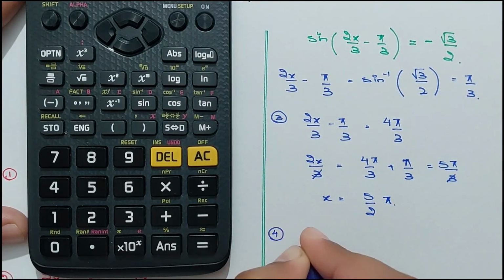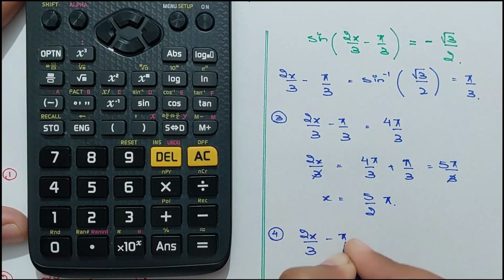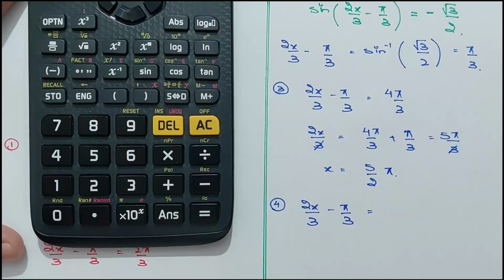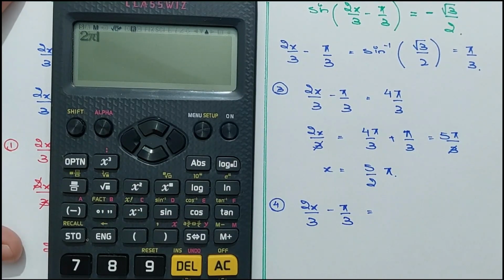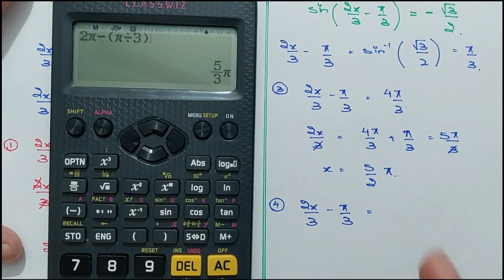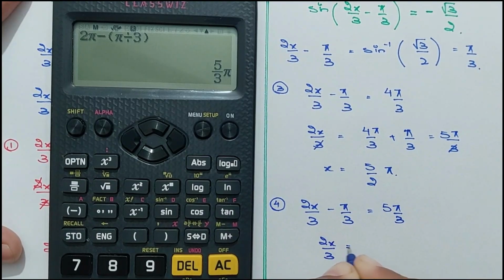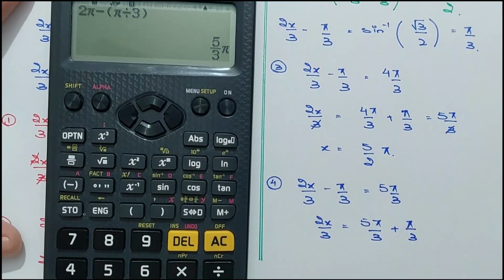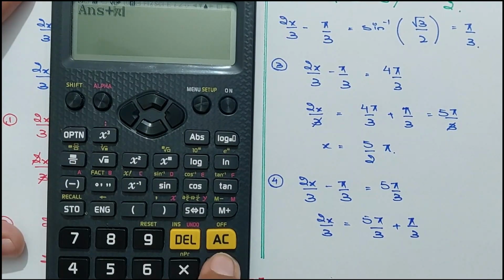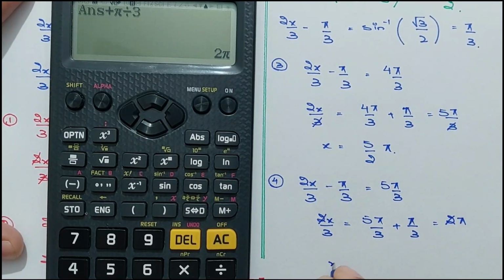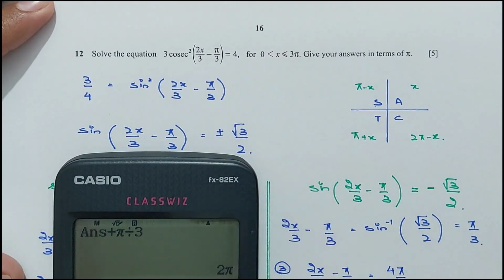Now for the fourth quadrant, we have 2x over 3 minus pi by 3 should be equal to 2 pi minus that x value, 2 pi minus pi by 3, which is 5 pi by 3. 2x over 3 should be equal to 5 pi by 3 plus pi by 3. Okay, you add pi by 3, 2 pi. 2 is cancelled with 2, and x should be equal to 3 pi. And this belongs to the range because we have equality on 3 pi, right?